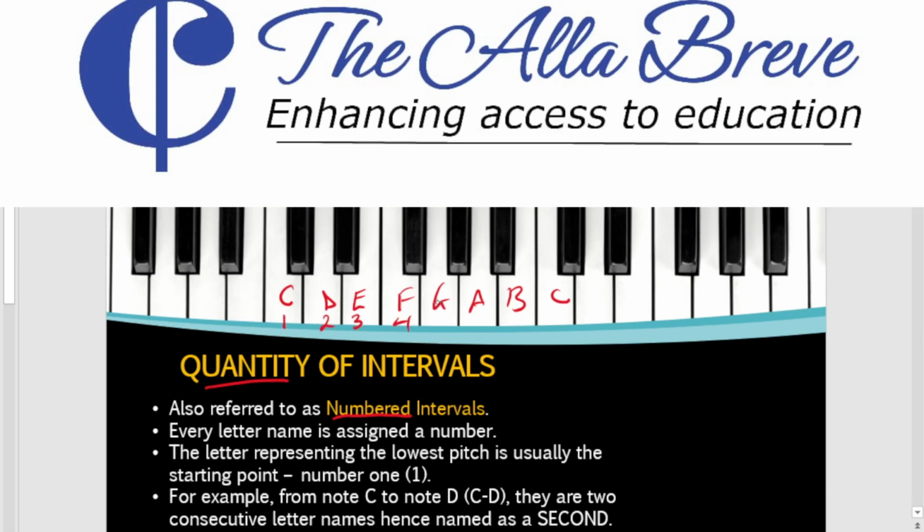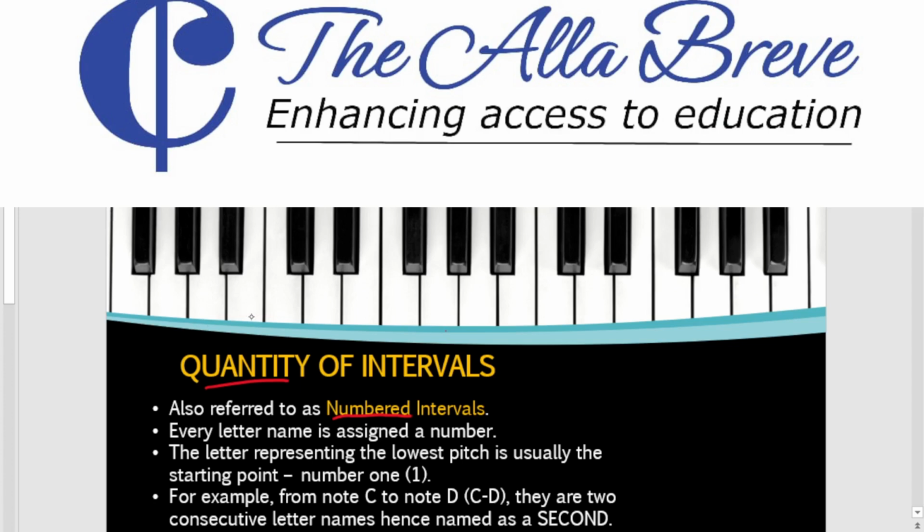If we decide G to be the starting note, then G will be number 1, then A number 2, B number 3. It's not fixed that C must be number 1. However, the numbers are usually assigned based on which letter is being considered as the lowest note.